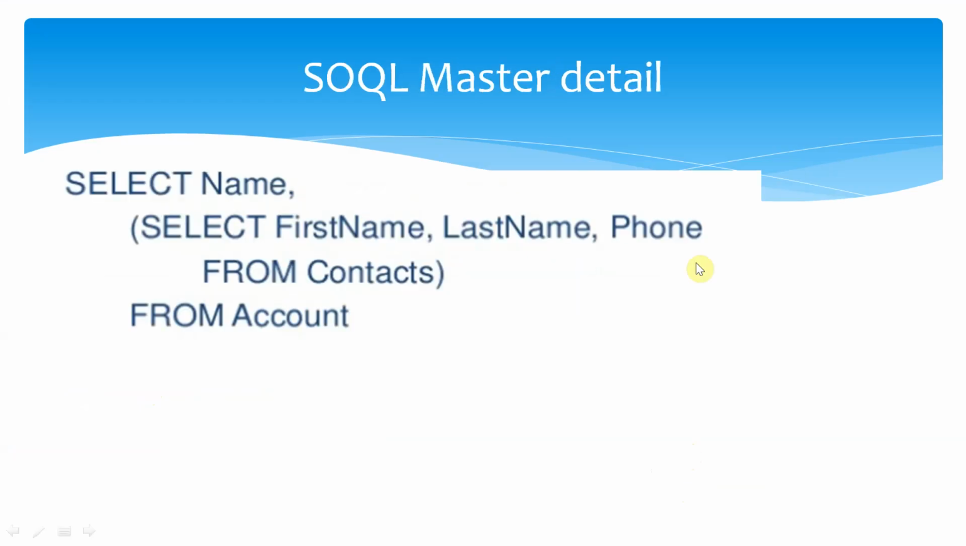Some more queries, like, say for example, this is a related query. So let's understand the related query. This is a big topic here. What's happening is I have a relationship between account and contact. The relationship uses the child relationship name. So let's see how this works.